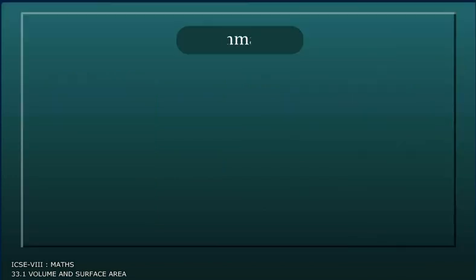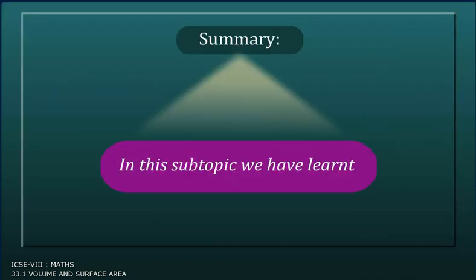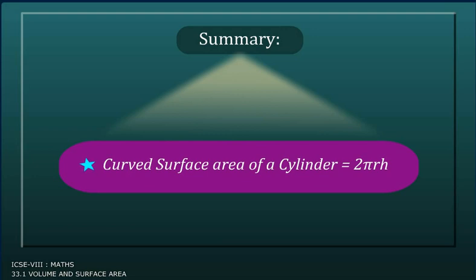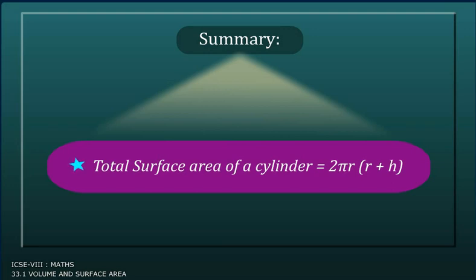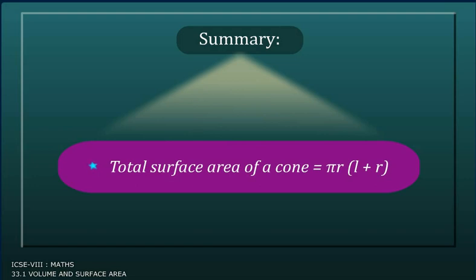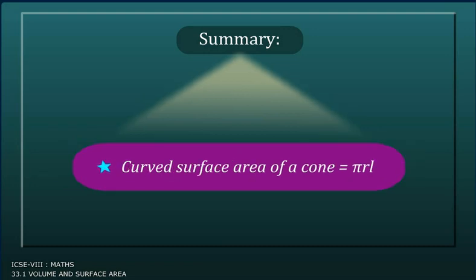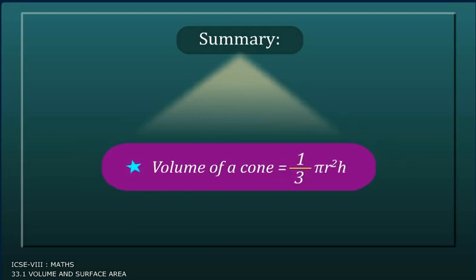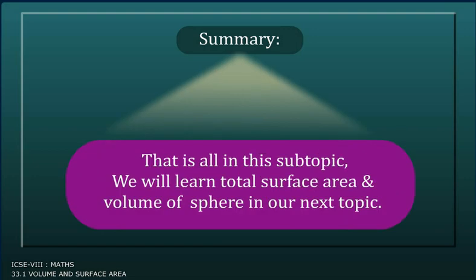Summary. In this subtopic, we have learned the curved surface area of a cylinder is equal to 2 pi r h. Total surface area of a cylinder is equal to 2 pi r (r plus h). Volume of a cylinder is equal to pi r square h. Total surface area of a cone is equal to pi r (L plus r). Curved surface area of a cone is equal to pi r L. Volume of a cone is equal to 1/3 pi r square h.